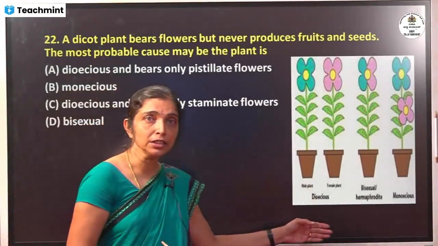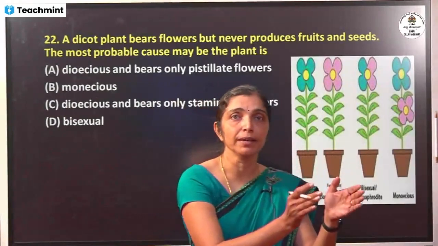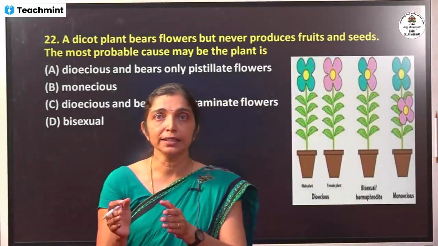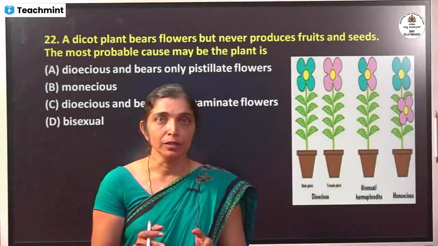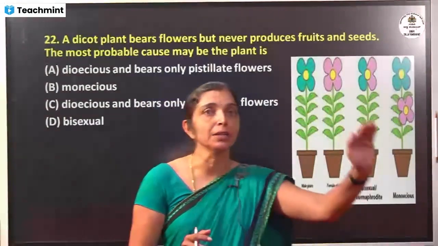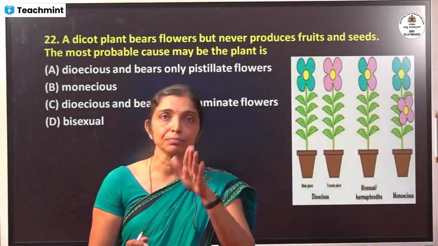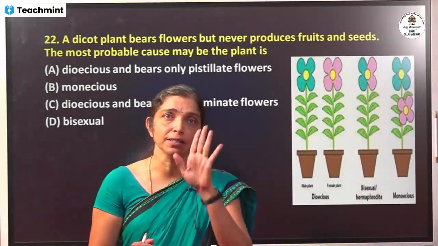A dioecious plant is a plant where you have separate male and female plants, as in case of your papaya, as well as your date palms, where you have separate male and separate female plants. You don't have the male flowers and female flowers in the same plant.